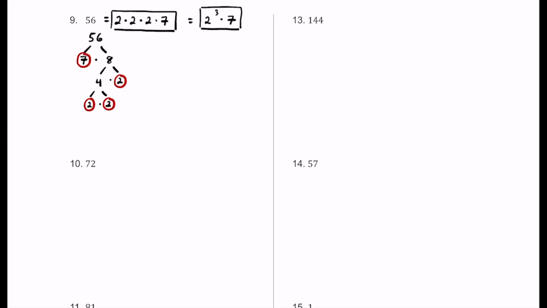Now for the number of factors, let's go ahead and write this is 2 to the 3rd power multiplied by 7 to the 1st power. If we add 1 to this 3 and add 1 to this 1, 3 plus 1 is going to be 4, and 1 plus 1 is going to be 2. So 4 times 2 is 8. So we know the number 56 has 8 factors. Alrighty, now if we're going to go ahead and see if it's prime or composite, well, it has more than 2 factors but not an infinite number, so we can say it is composite.